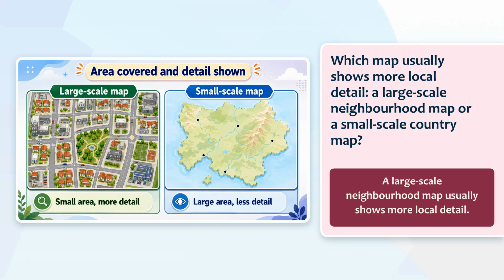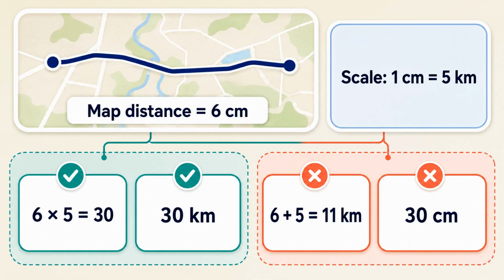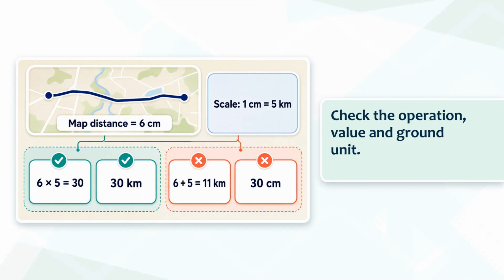Next, we will bring the lesson together by checking units, calculations, and reasonableness. 6 centimeters on a map with a scale of 5 kilometers per centimeter represents 30 kilometers. A good scale answer uses multiplication, gives the ground unit, and makes sense for the situation. 3 checks make the answer dependable. Check the operation, value, and ground unit. All 3 parts must agree with the scale and the map situation.